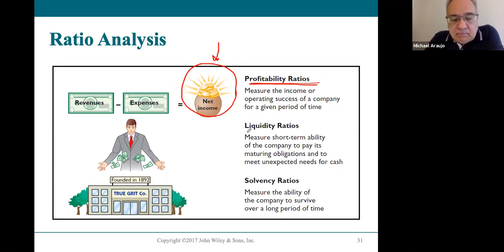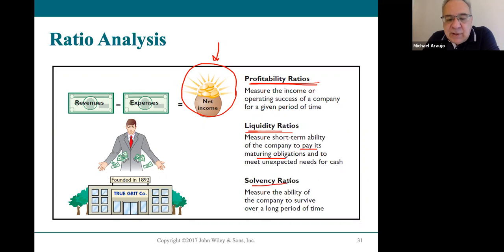Liquidity ratios really measure, can a company pay its coming debts? So this is oftentimes looking at current liabilities, how much current debt they have, and current assets, which are used to pay current liabilities, right? You need cash to pay your bills. And so liquidity ratios are often a comparison between the current assets of a company and the current liabilities of a company. And you'll learn about that very soon.